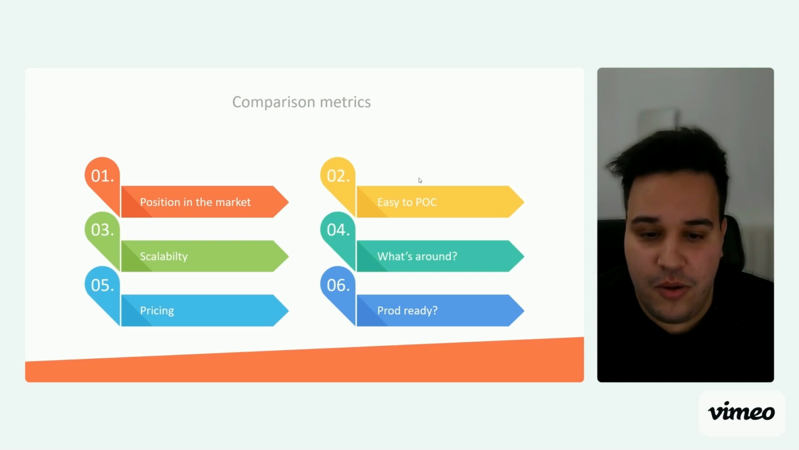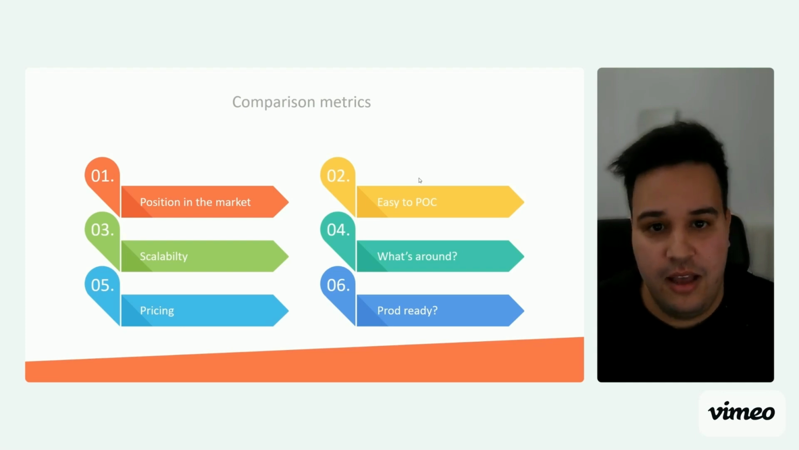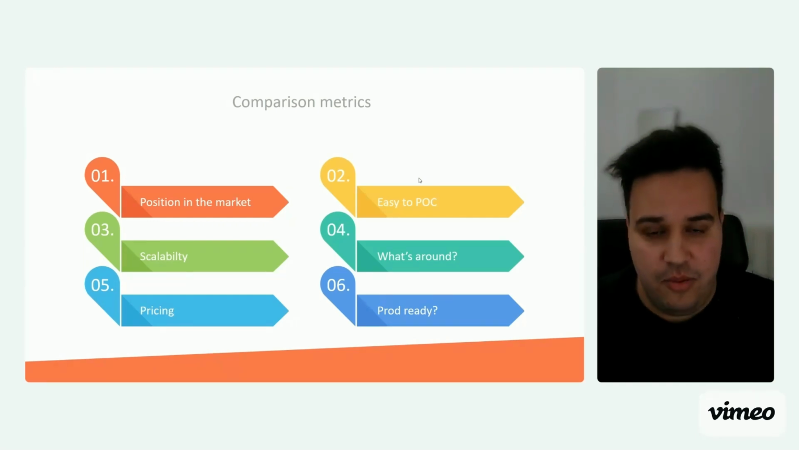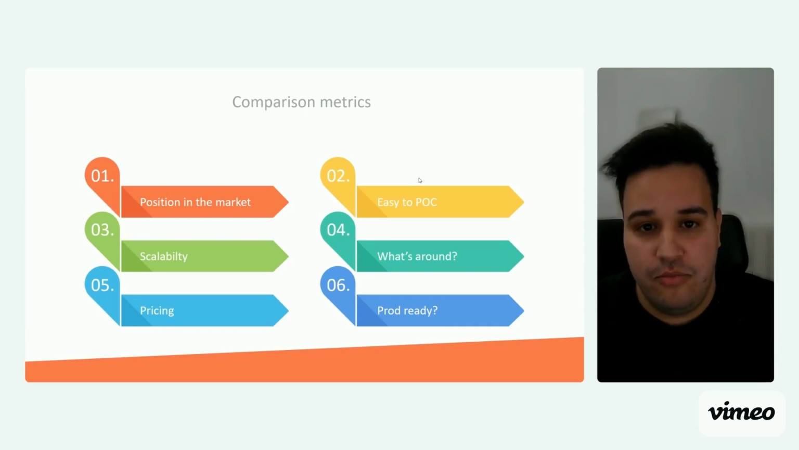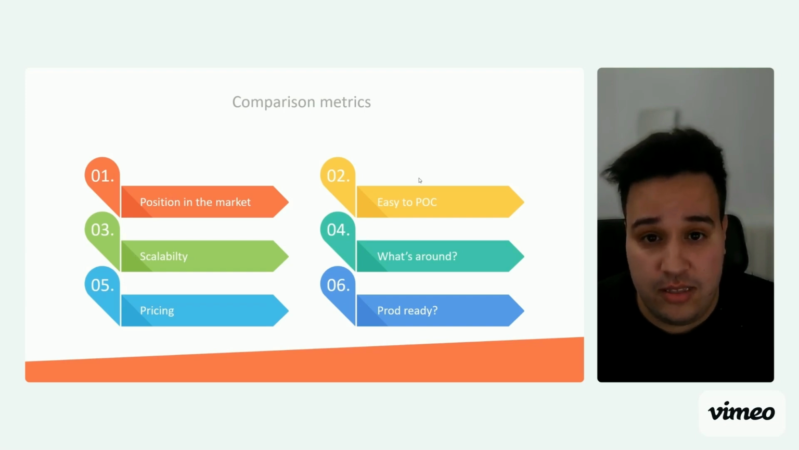The first metric we are going to use in order to compare the vector databases is the position in the market. And here we are going to talk about the companies that are backing the products, their position in the market, and how they compete with each other. Then we're going to compare the easiness of proof of concept, or the easiness to spin up a cluster or a serverless cluster so that you can create and start your proof of concept.